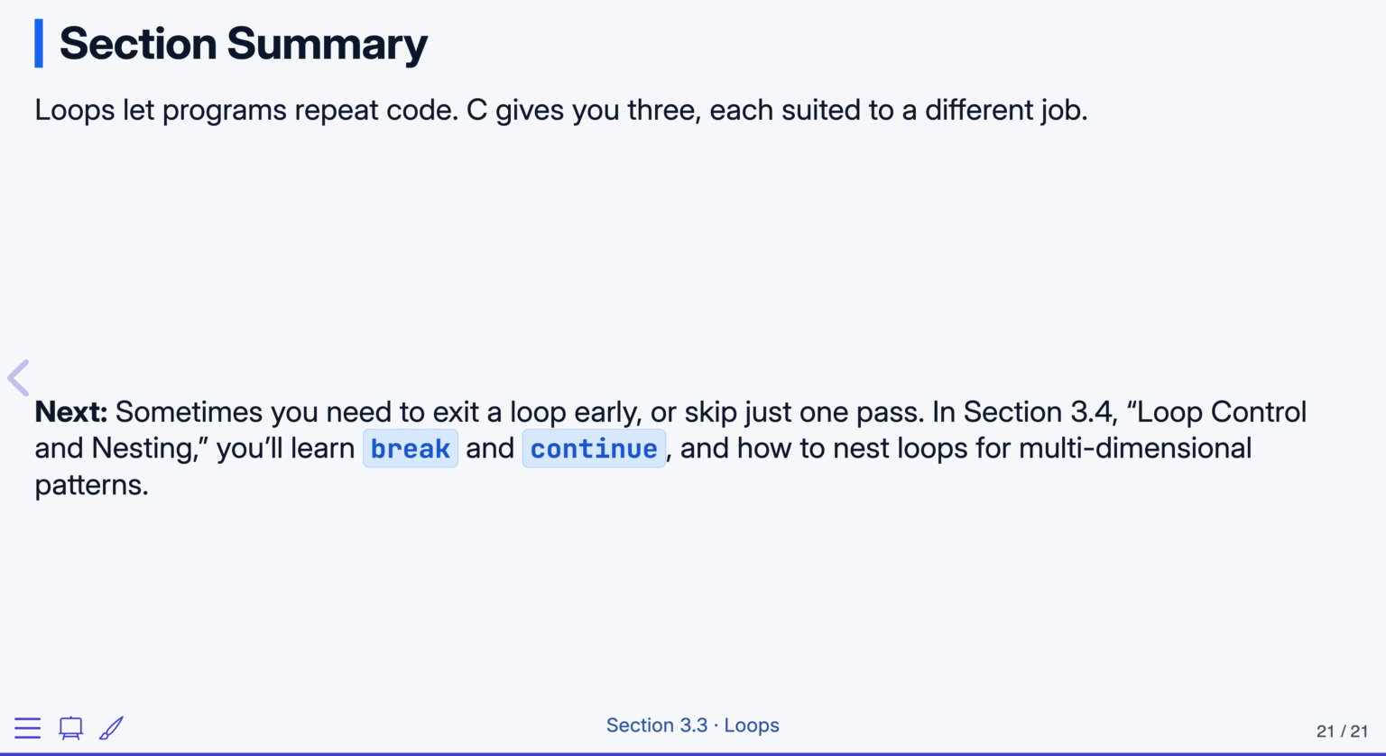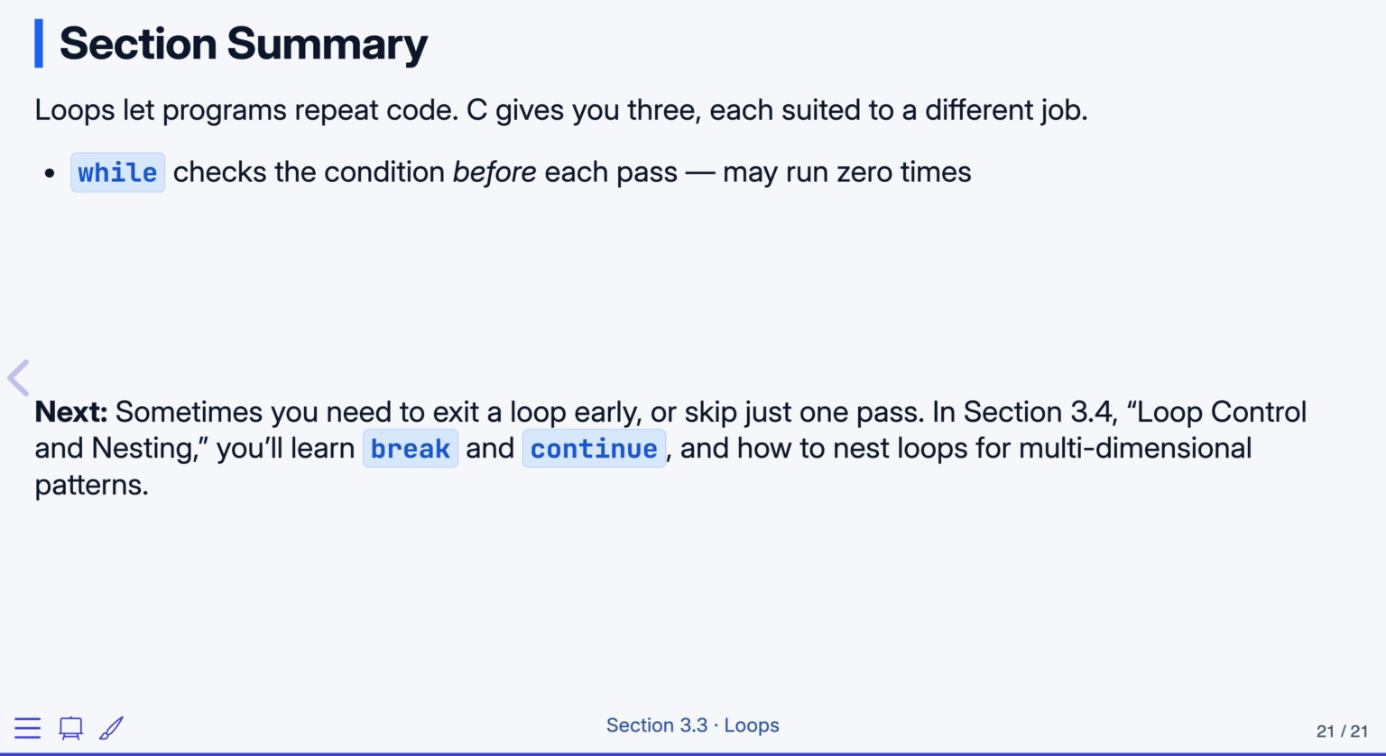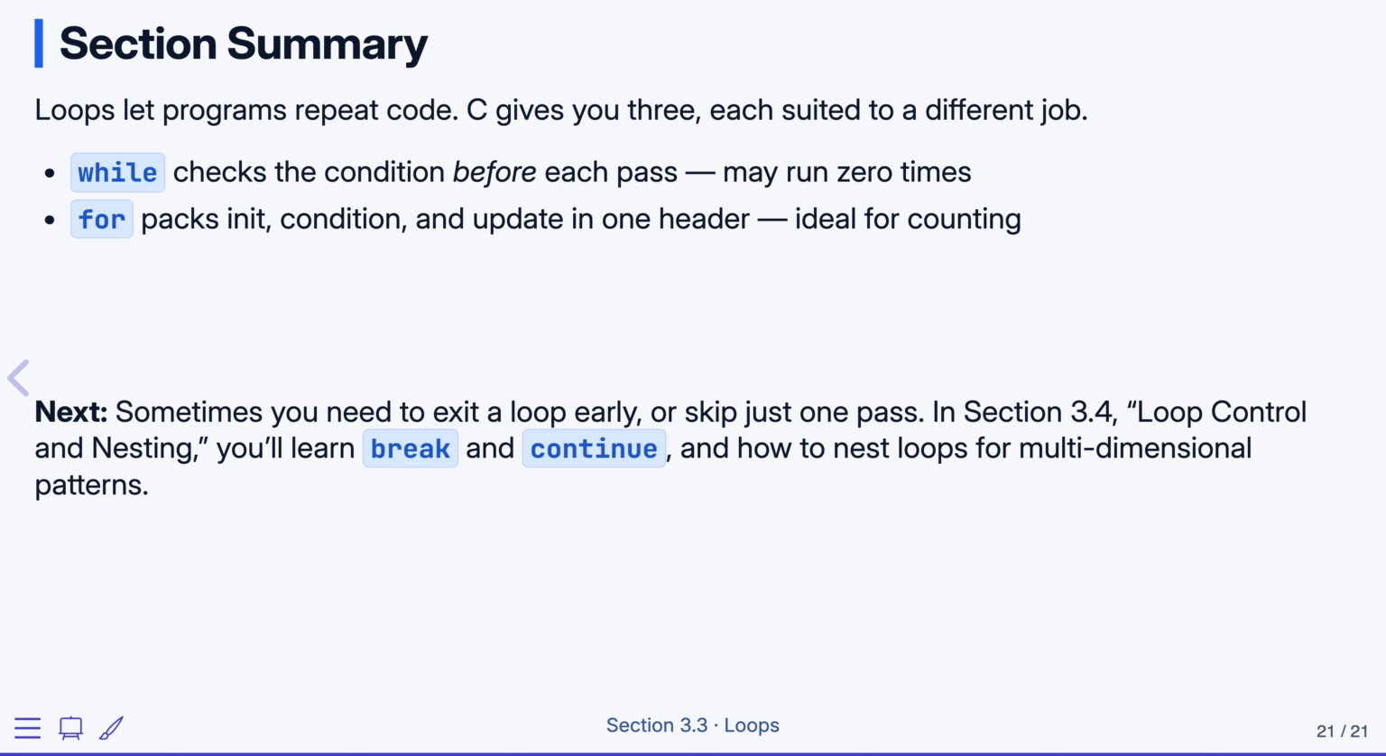Let's recap. Loops let programs repeat code. C gives you 3, each suited to a different job. The while loop checks its condition before each pass, so the body may run 0 times. Use it when the number of passes depends on a condition. The for loop packs the init, condition, and update into one header. It is ideal for counting. The do while loop checks after each pass, so the body always runs at least once.